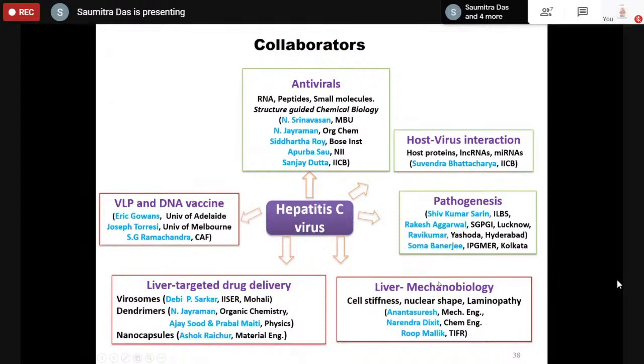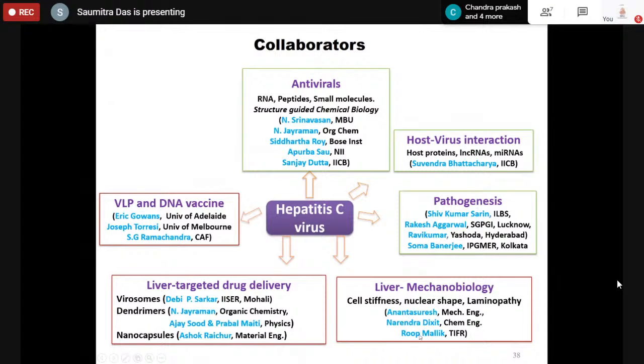But nonetheless, I would like to say, just to keep your research interest alive, keep thinking out of the box. My out of box thinking is with my mechanical engineering friends, and at IISc we now have a program on liver mechanobiology, where a mechanical engineer is trying to understand the liver stiffness, and how the infection of the virus causes changes in the nuclear shape, and the nuclear shape changes the chromatin and the gene expression, and leads to laminopathy. And that's how we go.